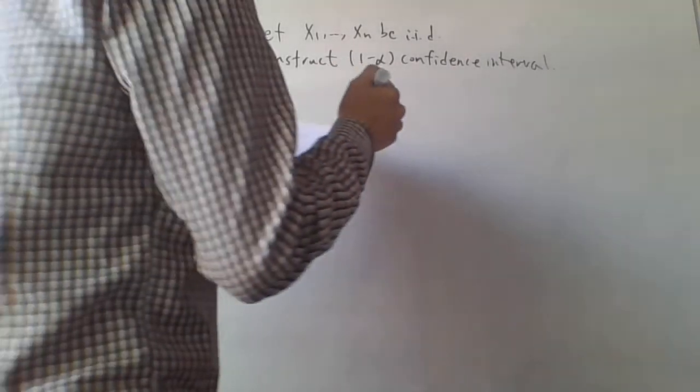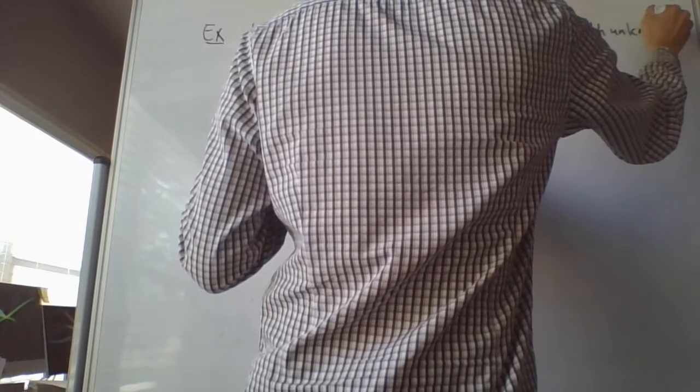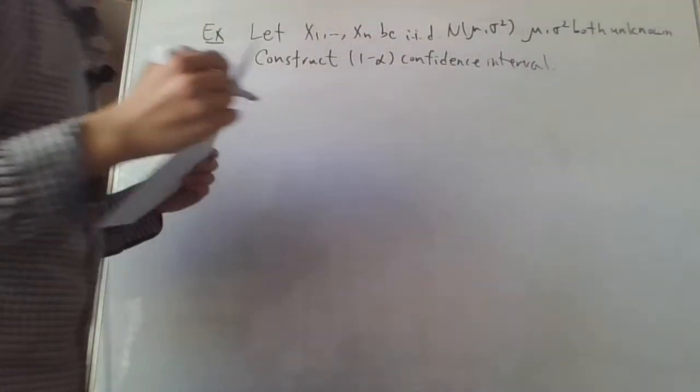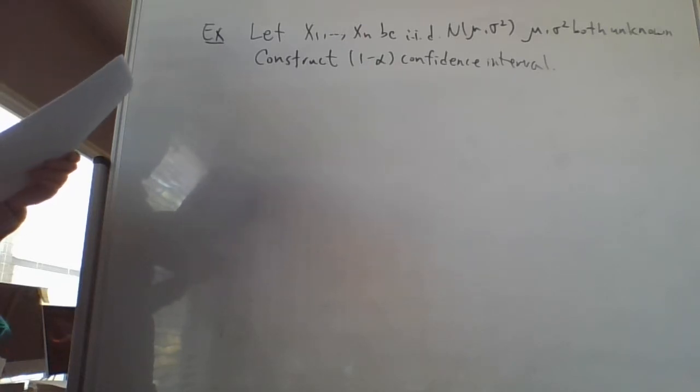Second example is we have a normal distribution with mu and sigma square, so they're both unknown. So we have the normal mu sigma square, and mu and sigma square are both unknown. And we will construct a 1 minus alpha confidence interval for mu.